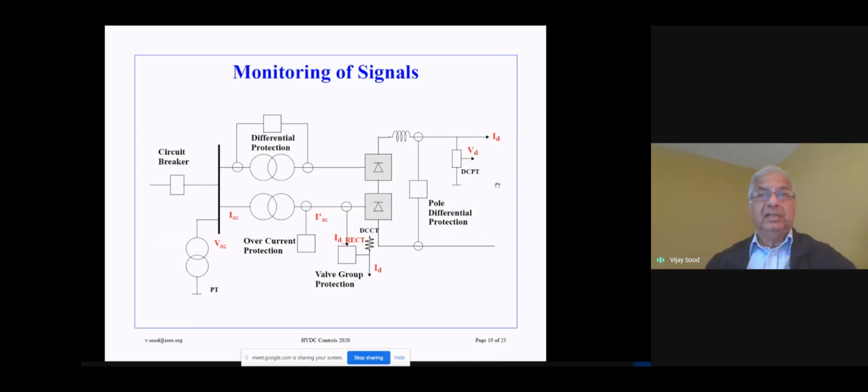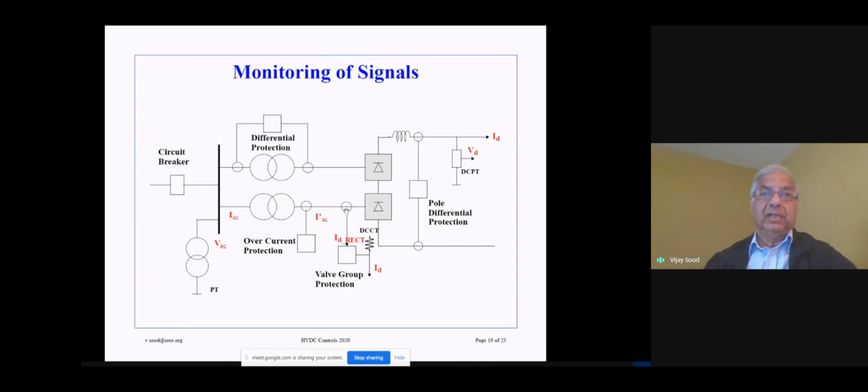So you can see over here, this is the DC side of the link. So we have a requirement to measure the DC voltage. So there's a DC PT, which will measure the voltage at the DC bus. For any pole differential protection, we can monitor the currents so that we can have some kind of differential protection added in. The DC current is monitored. The AC current rectified, which is coming in from the AC side, is also monitored.